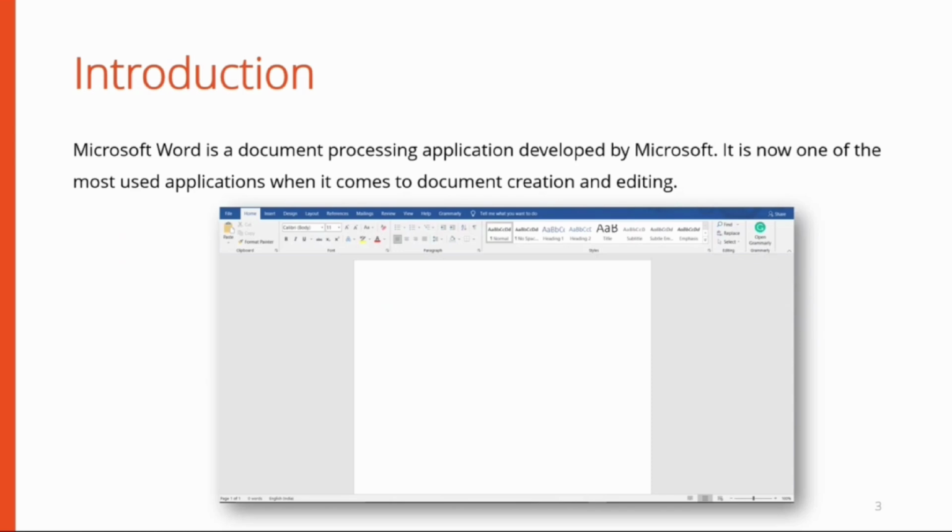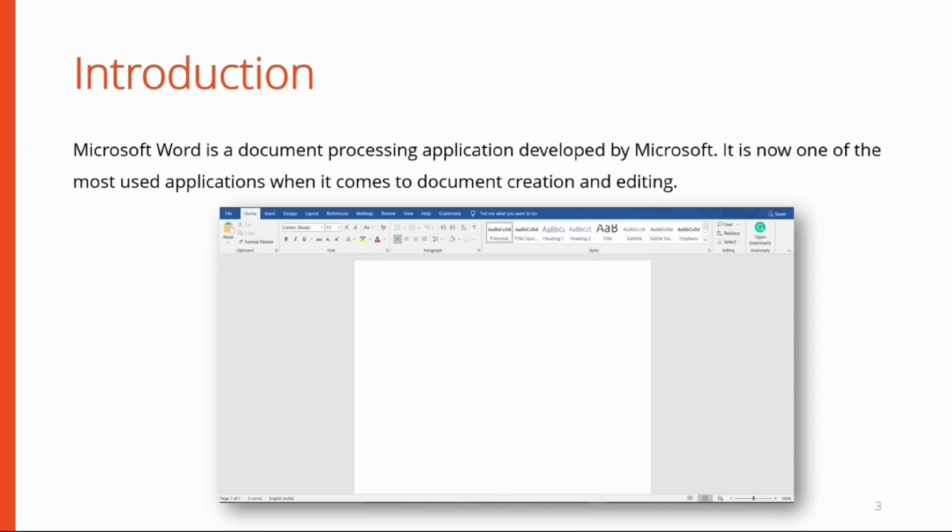So what is Microsoft Word? Microsoft Word is a document processing application developed by Microsoft. And it is one of the most used applications when it comes to document creating and editing. Now, on a daily basis, when you are drafting a report or writing an article or making a few notes when you're working, writing a research paper, you will be using Microsoft Word.